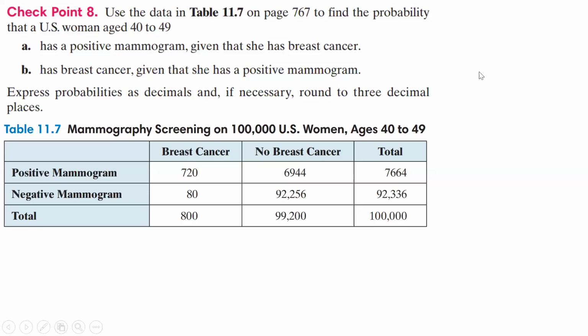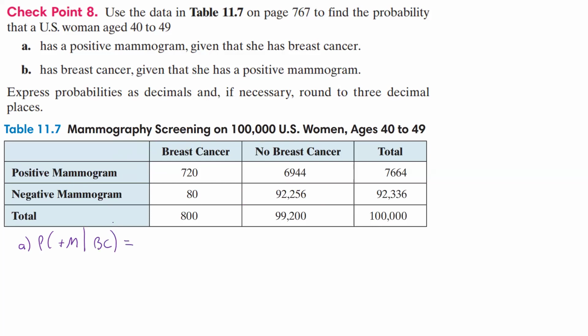All right, so here we're using the data in this table down here to find the probability that a U.S. woman aged 40 to 49 has a positive mammogram given that she has breast cancer, and then has breast cancer given she has a positive mammogram. All right, so A, probability it's a positive mammogram given they have breast cancer.